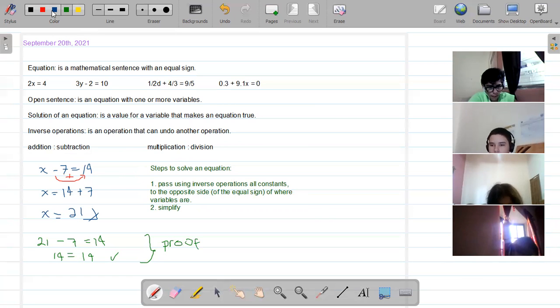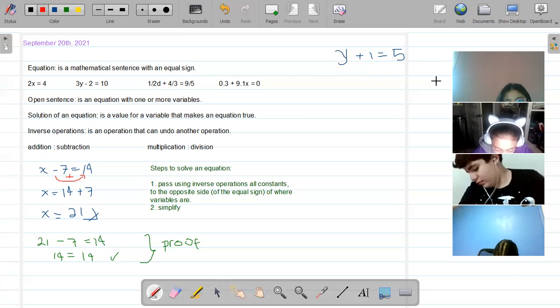Let's do another one and let's do it faster, okay? Let's say that I have y plus 1 is equal to 5. Okay, what should I move? And to which side should I move it? Remember, this is the boundary. The one to the right. The 1 goes to the right.